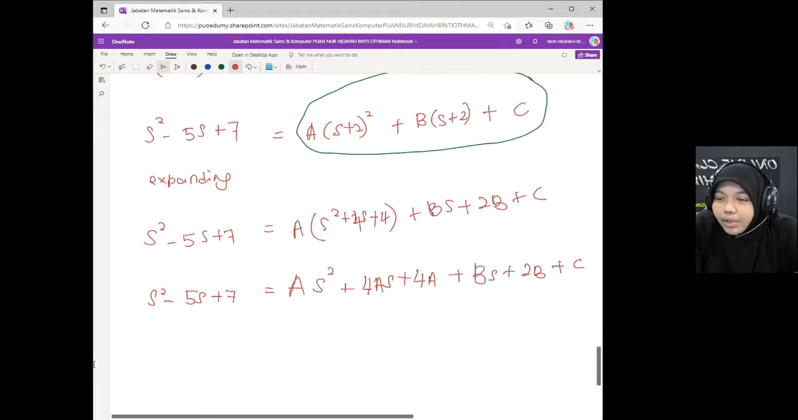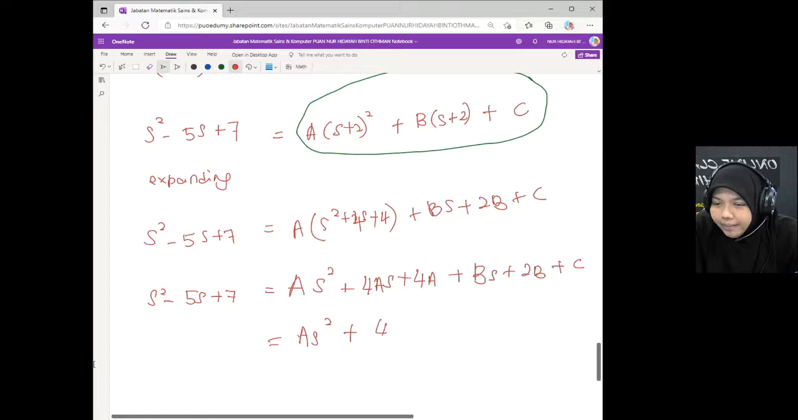And then bila kita dah expand, kita akan comparing. So sebelum nak comparing, jangan lupa susun dulu yang mana s kuasa 2 kita kumpul setempat. So ini as kuasa 2, ada lagi yang kuasa 2 tak ada. So kita kumpulkan pula dengan s.